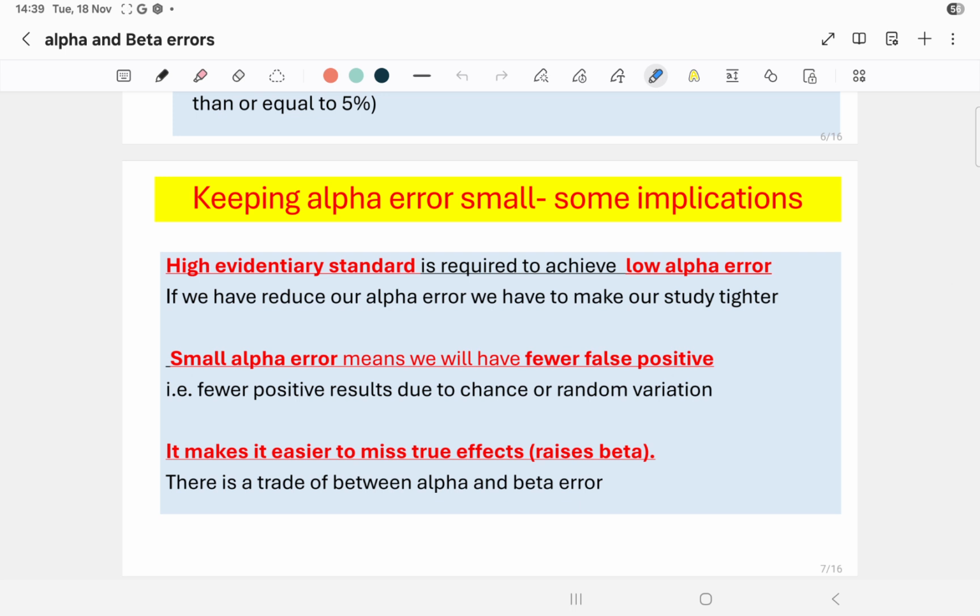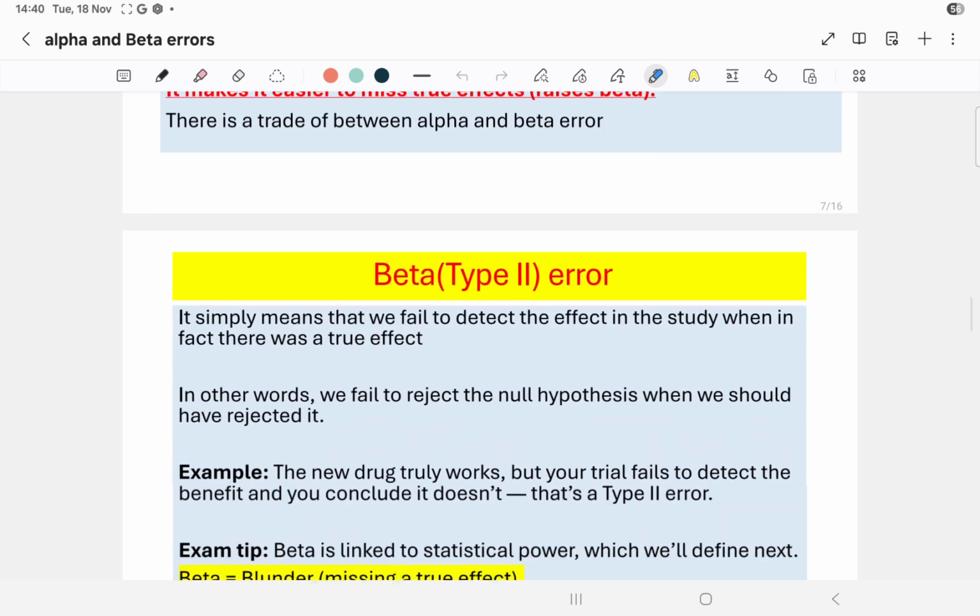So if I keep my alpha error small, I will have to increase my beta error, if the sample size is fixed. We will discuss that again. If the sample size is fixed, then there is a trade-off between alpha error and beta error. We will discuss that in detail. So these are some points for keeping the alpha error small.